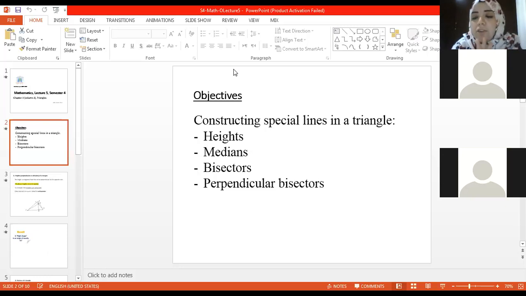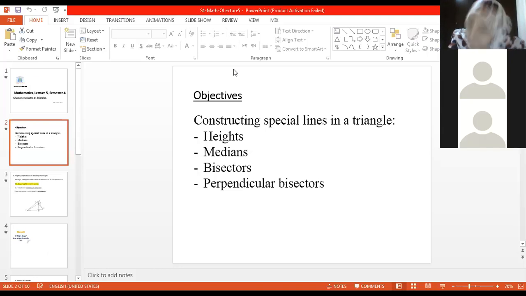And if I need to draw the perpendicular bisector, what do I use? Set square. Excellent. Very good. Now, how many heights can I draw in one triangle? Three. Very good. Three heights.